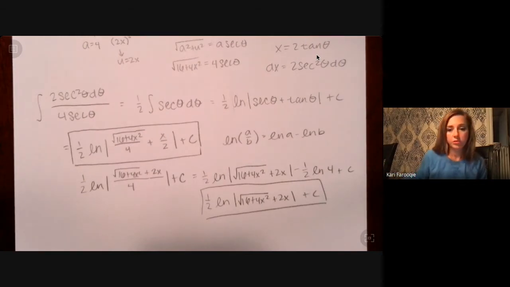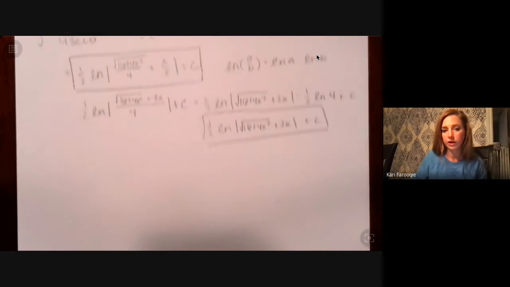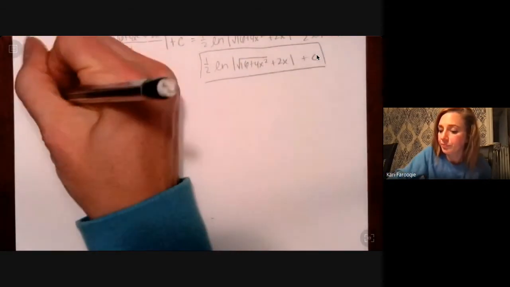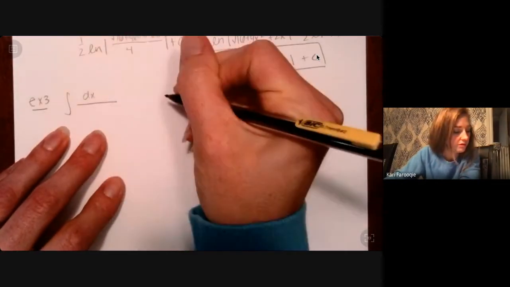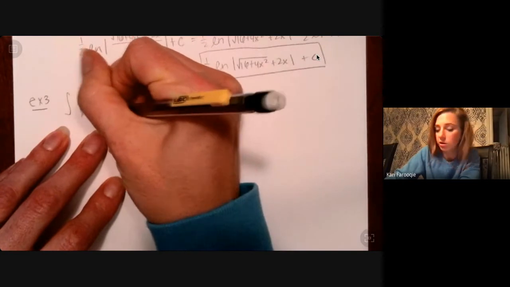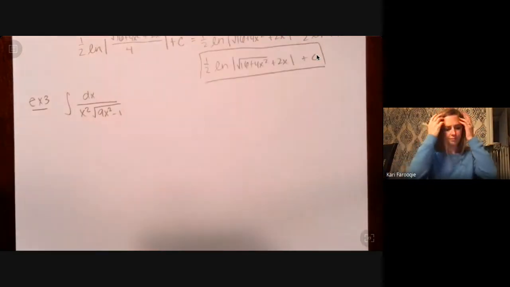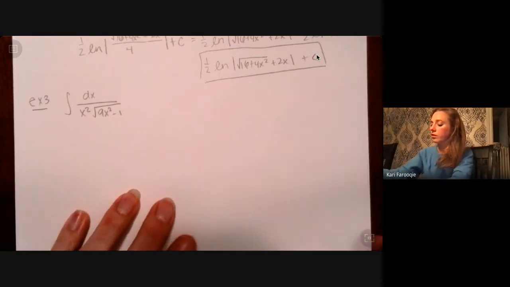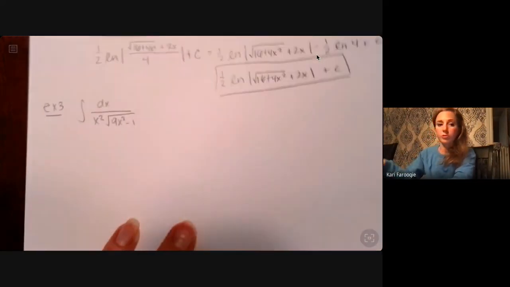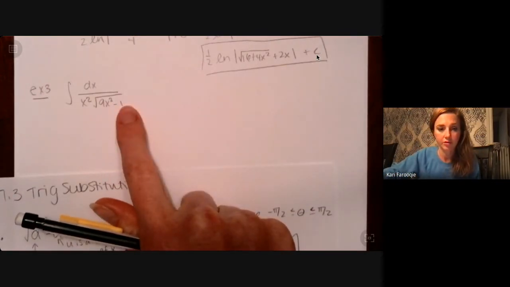Okay. Example 3, as you can probably guess, I'm going to do the third and final form for this one. So this is the integral of dx divided by x squared times the square root of 9x squared minus 1. Okay, so we are in form 3 here, if you're looking. This is a function of x squared minus a constant squared. So this is u squared minus a squared, u squared minus a squared.